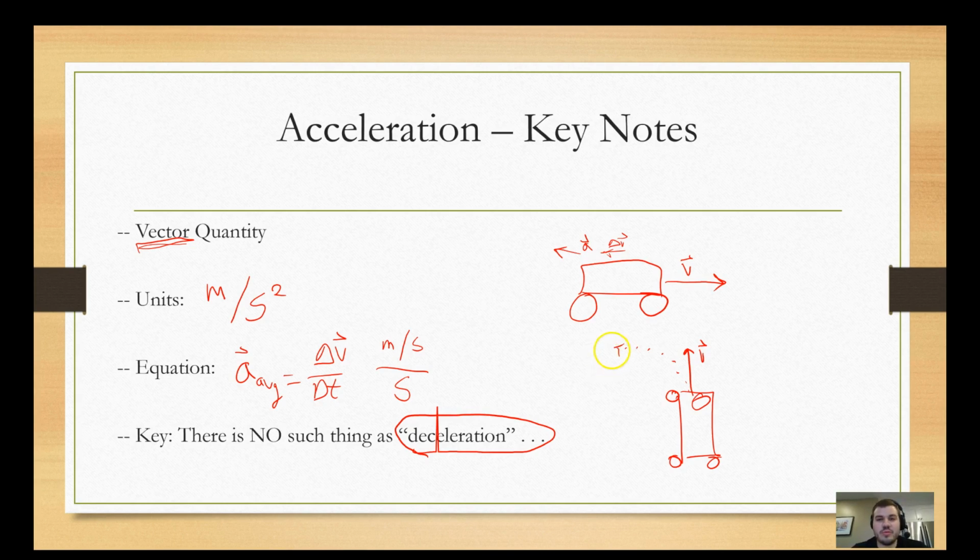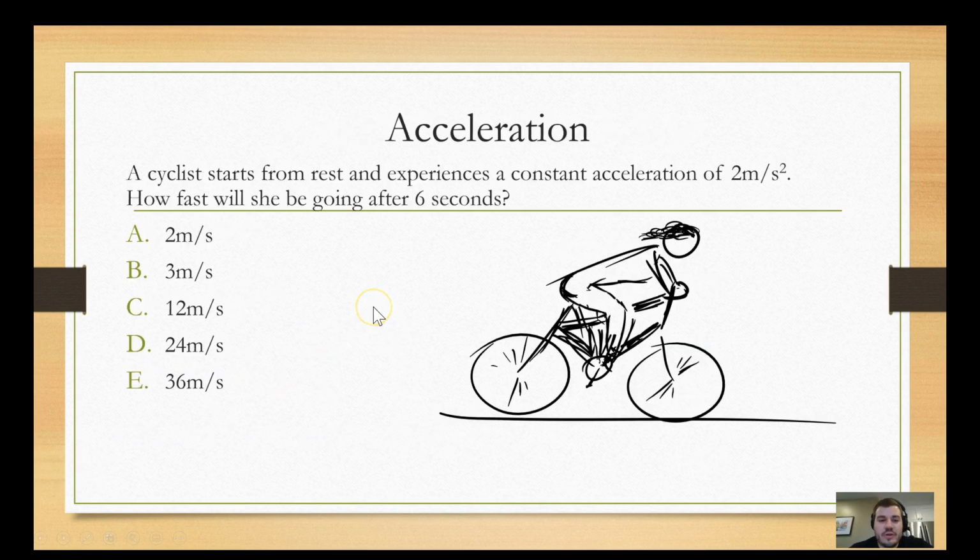All right, so what we'll do is work through a few problems just focusing on acceleration to make sure we're good with that, and then we'll talk about how to solve these problems. First question, just to check if we're okay using the equation for acceleration: a cyclist starts from rest and experiences a constant acceleration of 2 meters per second squared. How fast will the cyclist be going after 6 seconds?